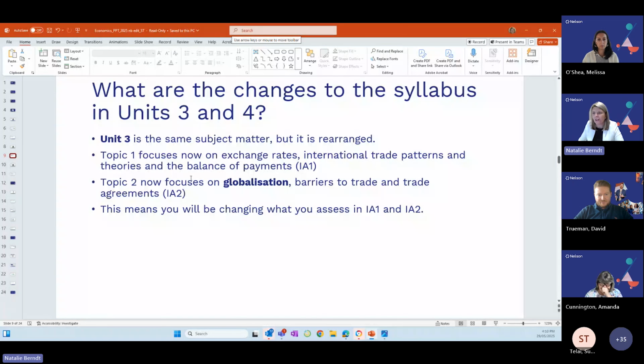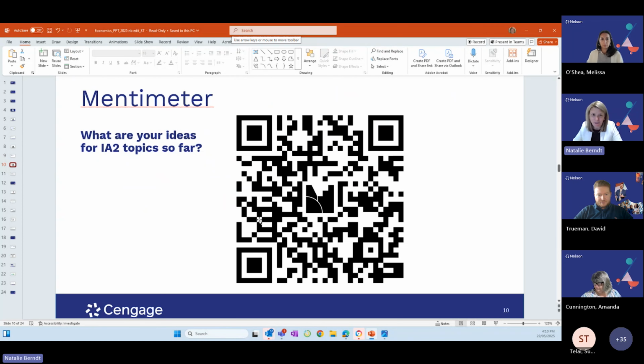So with that point, I'm going to make you do one more little bit of thinking that will help us all, because we do need to start thinking about IA2s and IA3s. I think that's about August. We have to have them ready. But what are we thinking about some ideas for our IA2 topics?